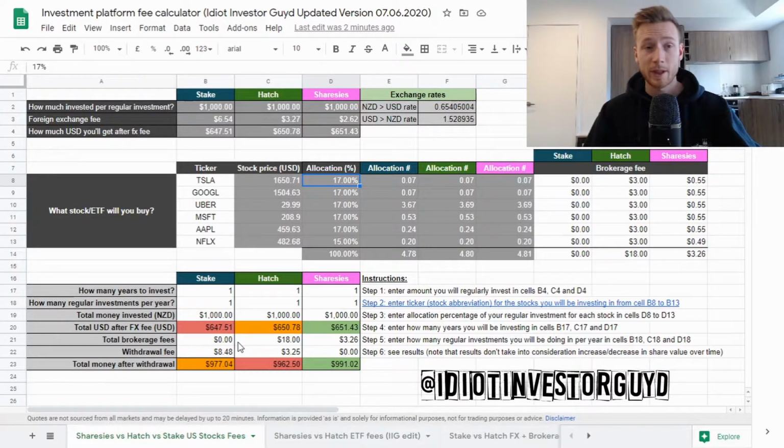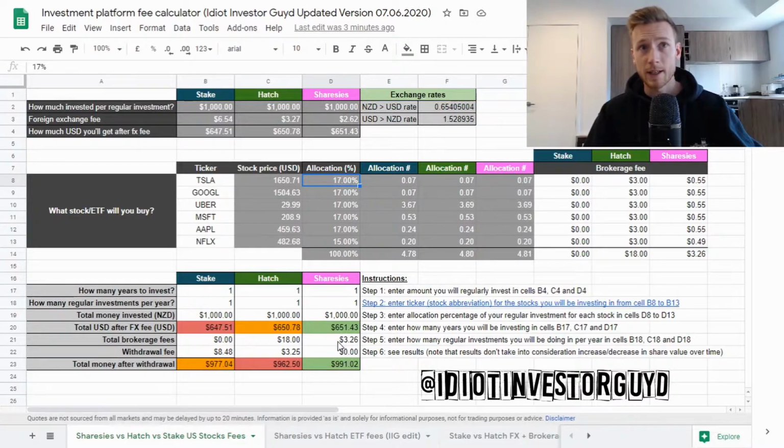So what this example here is saying is that if we took $1,000 and put $1,000 into each of these three platforms, bought this portfolio of stocks in the US market, and took that out after another year, that was our only investment, we just took that straight back out, what would we be left with in New Zealand dollars at the end of the day? So it's saying, taking into consideration all the fees that you'll pay, putting it in, buying a portfolio, and taking it back out, then converting that back into New Zealand dollars, what's the end result, which is this line here.